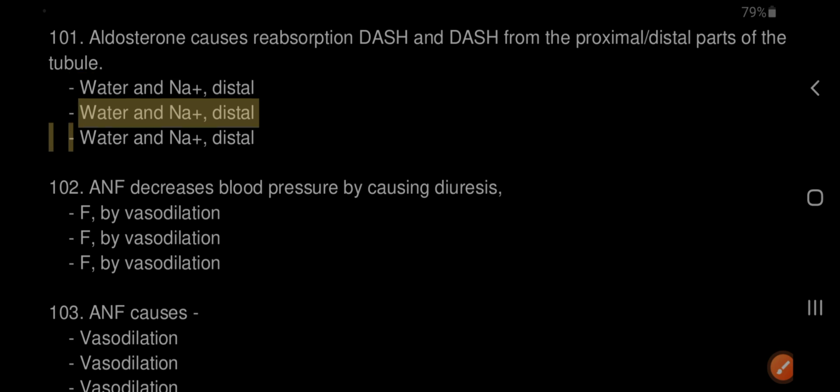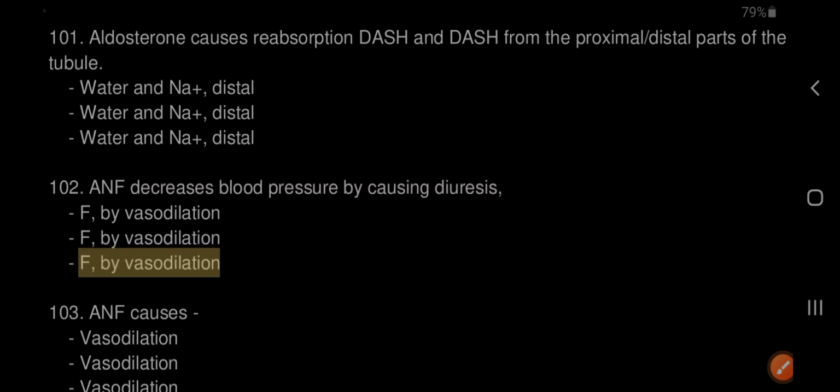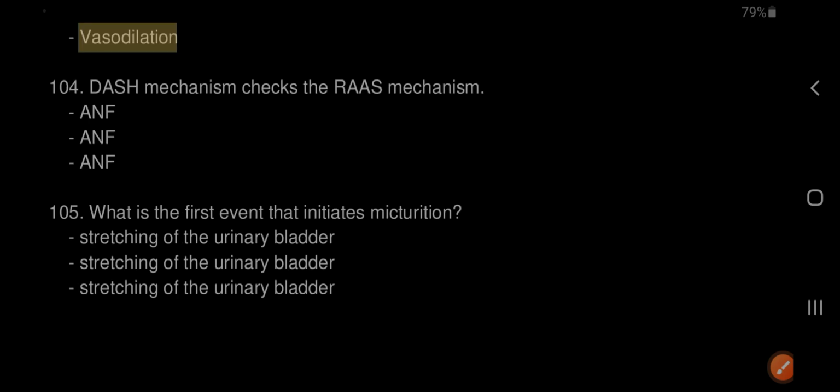102. ANF decreases blood pressure by causing diuresis. False. By vasodilation. 103. ANF causes vasodilation. 104. Dash mechanism checks the RAS mechanism. ANF.